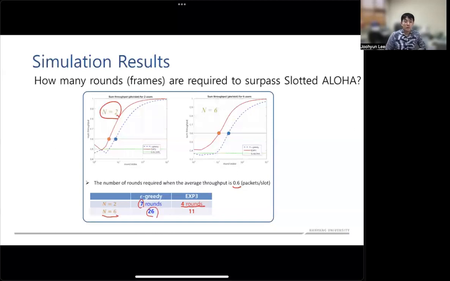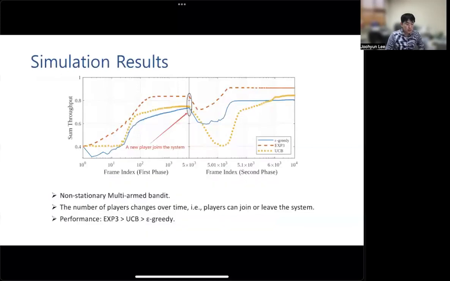So although we need some initial learning periods to achieve the desired probability, one nice thing is that even at the beginning, it's the same as the slotted Aloha, but later on, the sum throughput increases very fast and almost approaches 1 after 100 rounds or so. And the benefit of the learning algorithm is that a learning algorithm can adapt to environmental changes.